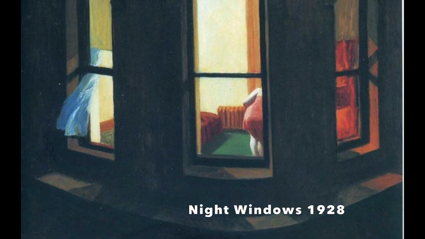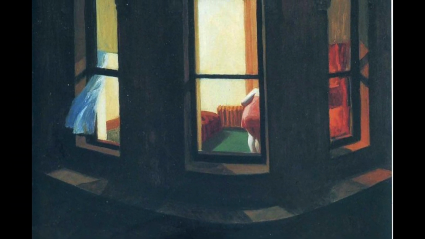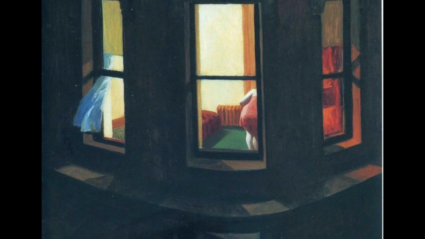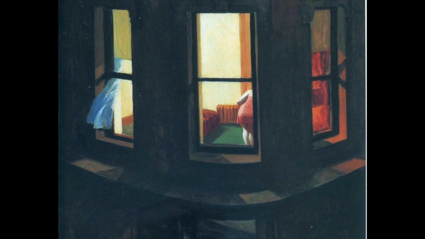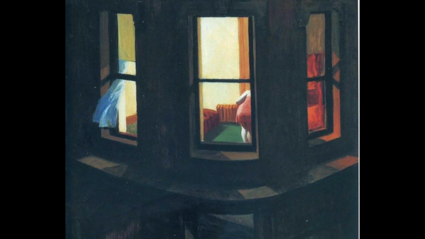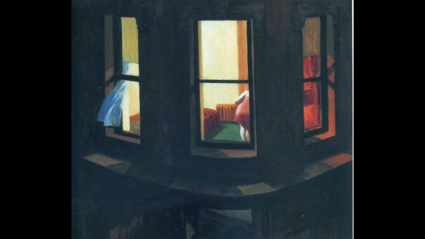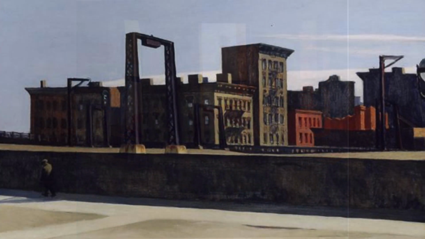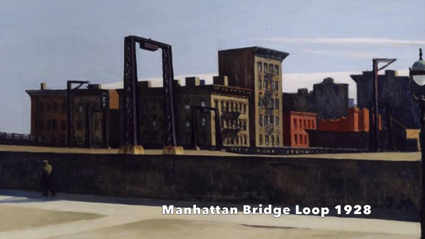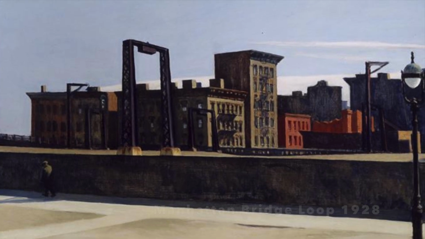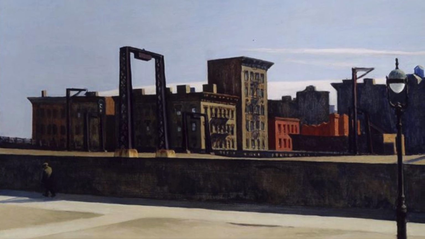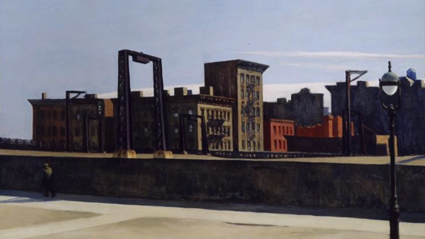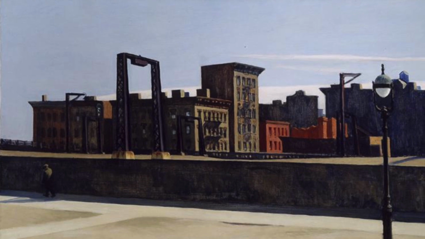Going to Night Windows from 1928, we again have this almost peeping Tom look, if you don't mind the phrase, into someone's room, and again, almost from across the way from another window. Focusing then again on the city, Manhattan Bridge Loop from 1928, showing the wonderful architecture of New York at the time, and our one lonely figure walking off in the distance.